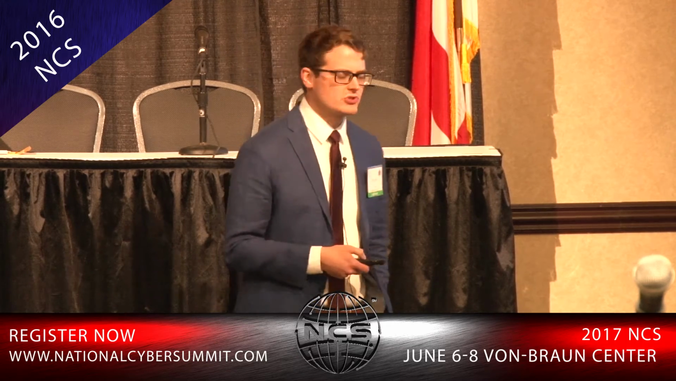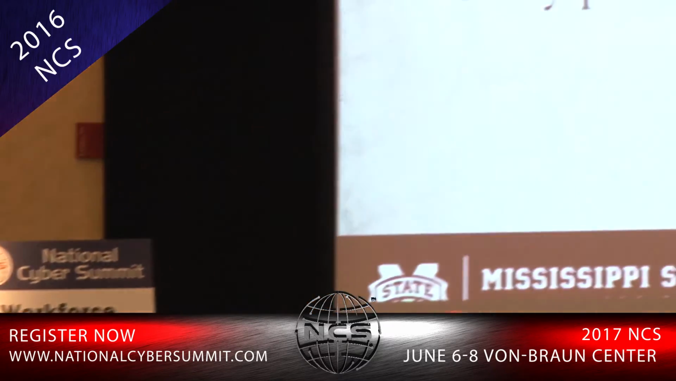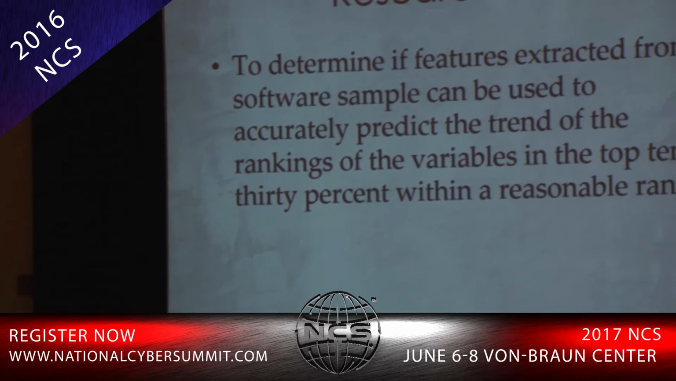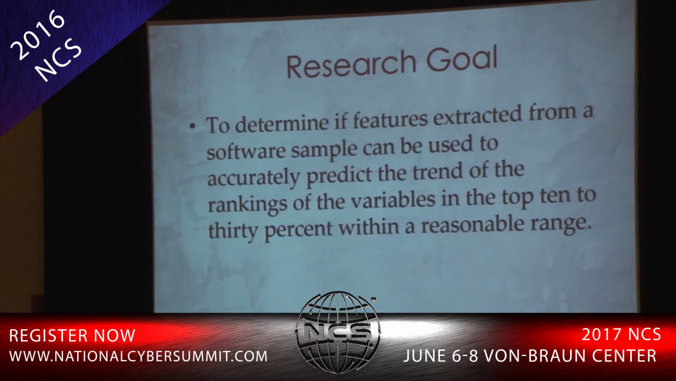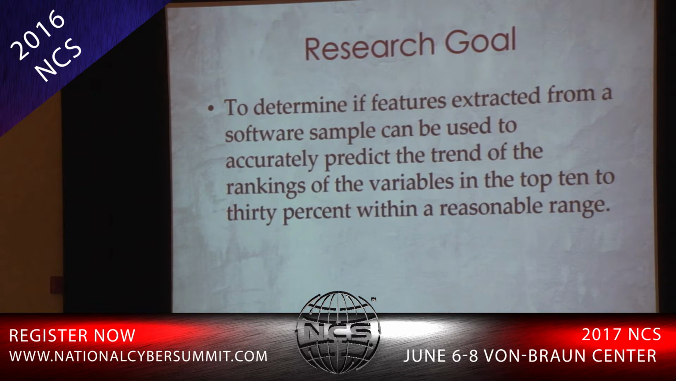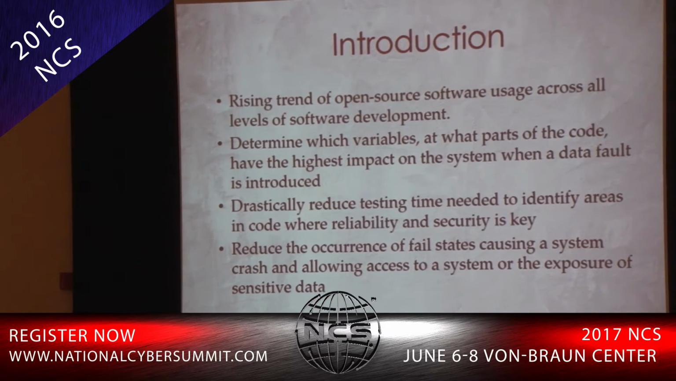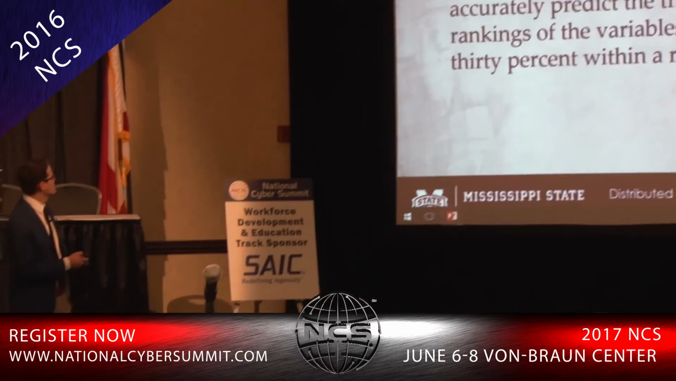Here is the research goal we've been working toward: to determine if features extracted from a software sample can be used to accurately predict the trend of rankings for variables in the top 10 to 30% within a reasonable range of accuracy. The functionality will allow us to predict the top 10, 20, 30%, as far down as the rankings of all the variables in the system. Generally, you're not going to have the overhead to add error handling or focus your testing on every single variable in the system. You're going to be interested in the top maybe 10 or 20%, the variables most likely to cause massive failures that persist for a long time.